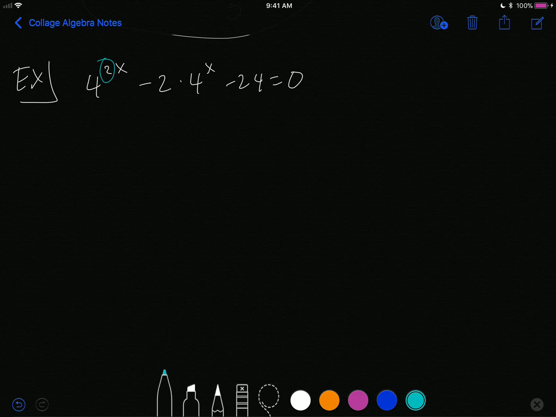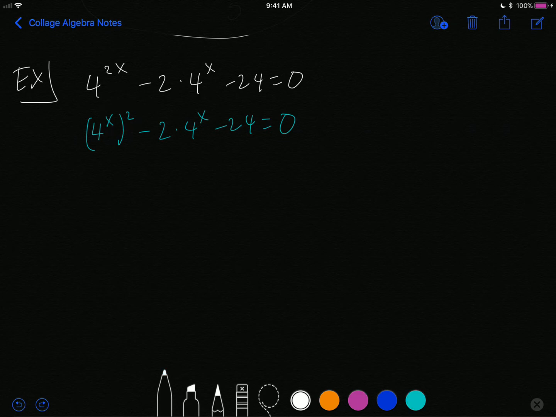What I can do is factor that 2 out. I can write this problem as 4 raised to the x, squared, minus 2 times 4 to the x minus 24 is equal to 0. If I asked you to simplify this back in the day, you would just multiply these two together and give us 2x, correct? So I'm undoing the simplification.